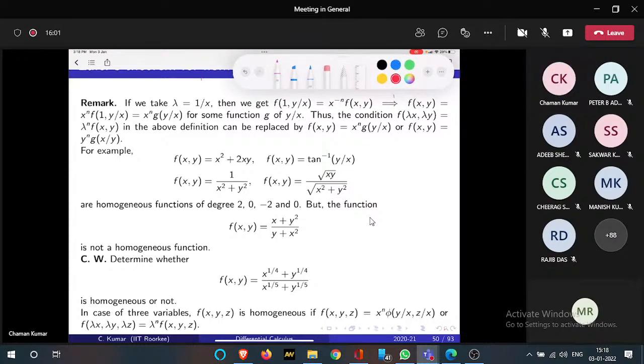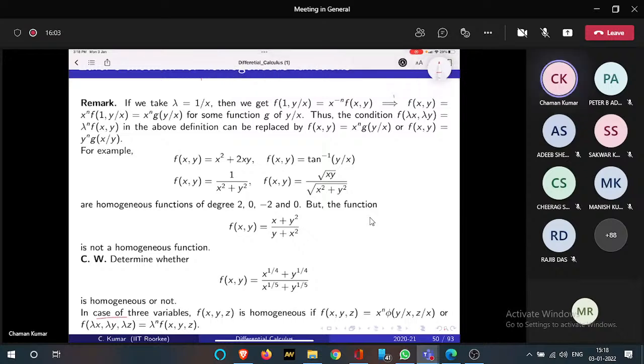Okay, so in the case of three variables, for example, f(x, y, z) is a homogeneous function if f(x, y, z) is equal to x raised to n, you take x common, so you get x raised to n, and some function of, when you take x common, you divide y by x and z by x. So that means you get some function of y by x and z by x, which we denote by the function phi. Okay, this is one way.